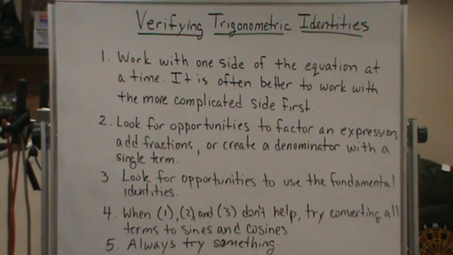2, look for opportunities to factor an expression, add fractions, or create a denominator with a single term. 3, look for opportunities to use fundamental identities. Now, if 1, 2, and 3 don't help, then try converting all the terms into sines and cosines. That's number 4. And then 5 is always try something.